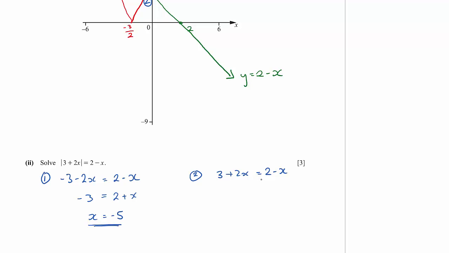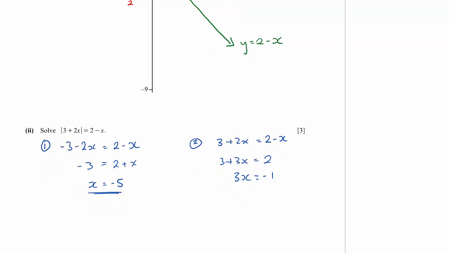And then over here, if we add x to both sides, we've got 3 plus 3x equals 2. Subtract 3 from both sides, and we get 3x is negative 1. And then x would be negative 1/3.